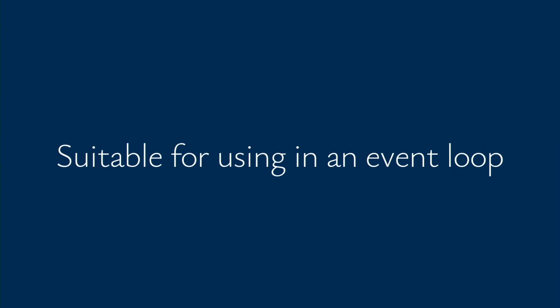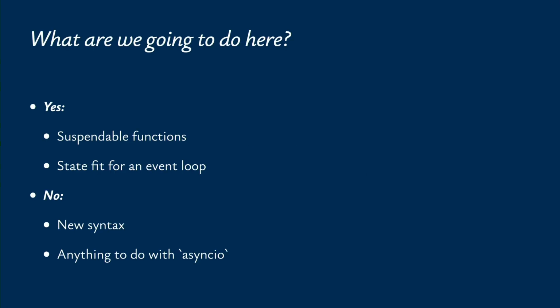And importantly for us, async functions are suitable for use in an event loop. Event loops allow for things to happen outside of the context of our coroutines and to communicate when those things happen back to the coroutines that care about those things happening. So we are going to try and write some async functions here. We need for them to be suspendable. We need them to have state that is suitable for storing in an event loop. And we're going to work with the syntax that we already have in Python 1.6.